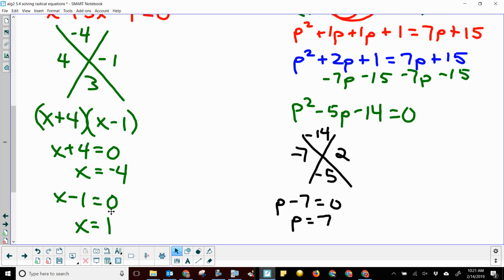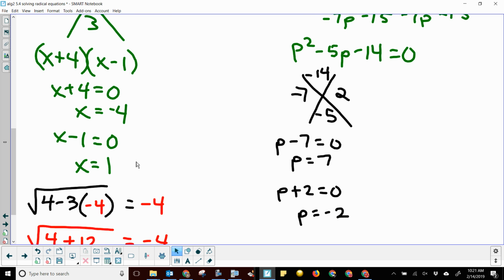This is where we definitely have to start double checking, because maybe they both work. Maybe it's fantastic. Maybe only one of them works. Maybe actually, neither one of them works. So once you get x equals a number, then we can just plug back into the original problem.